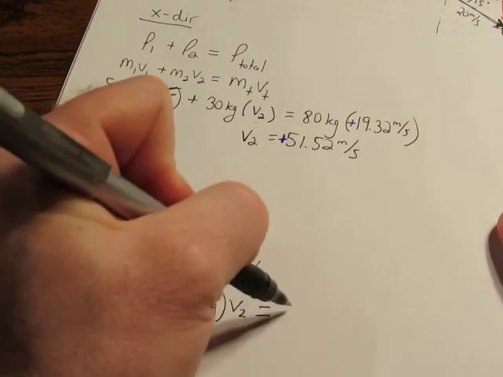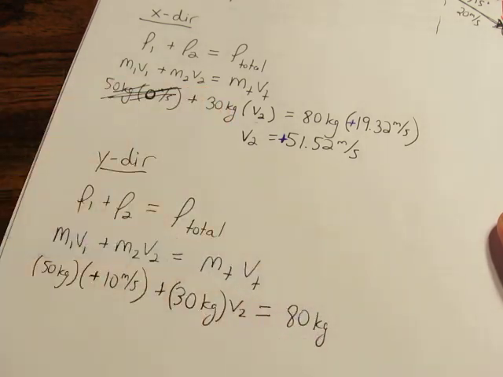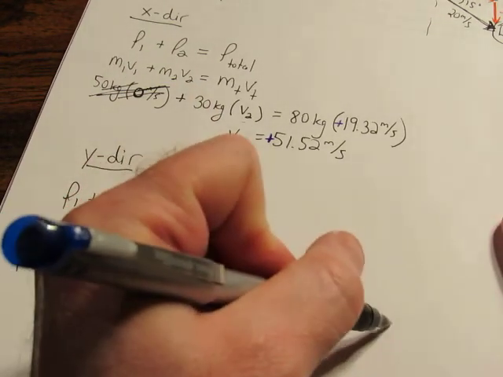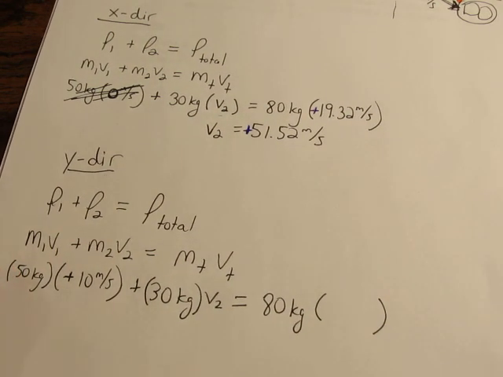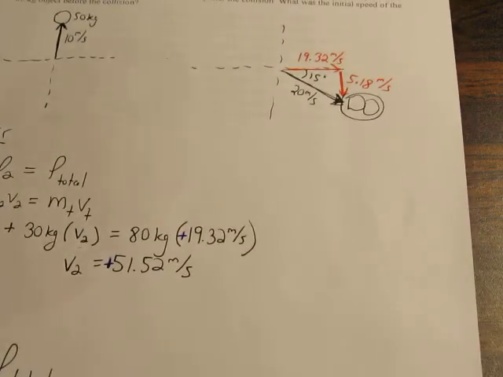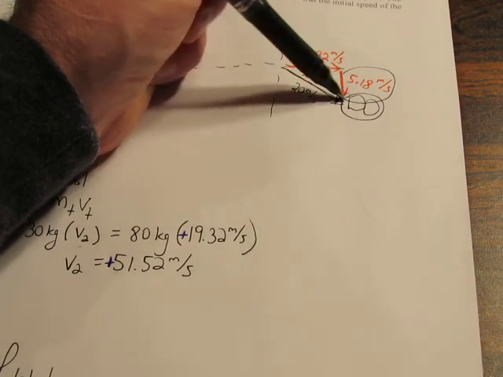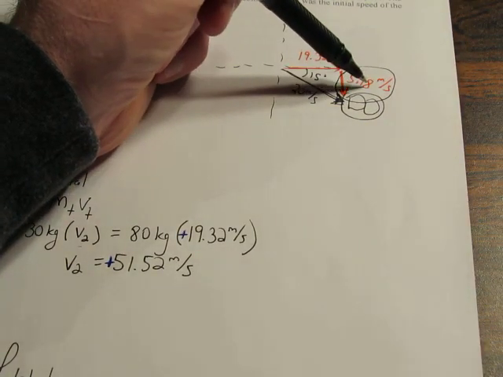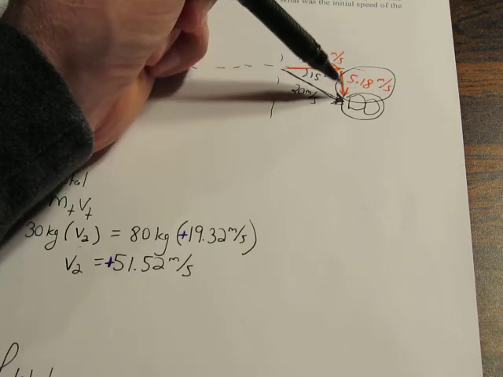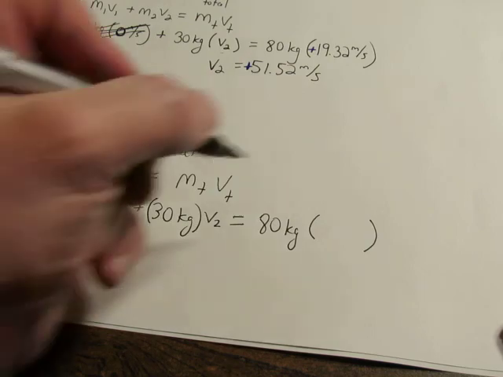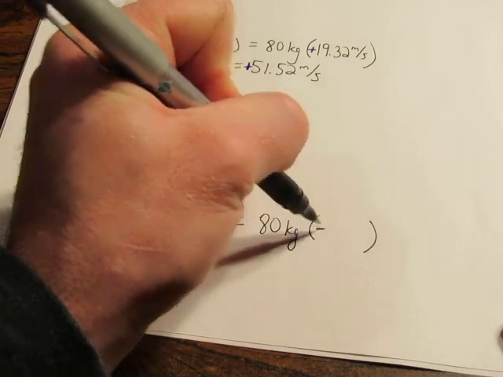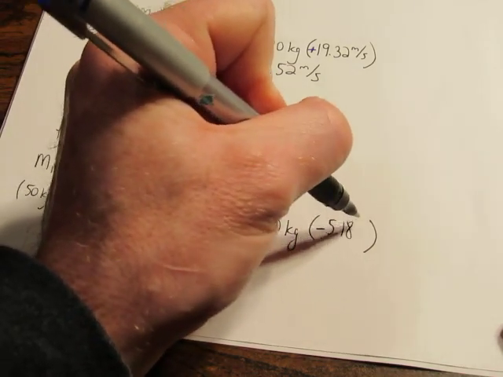The total mass is 80 kilograms, because they join together, and the speed of the total object in the y direction only. So going back to my diagram, in the y direction only, it's 5.18 and it's down. And I need to stress in my calculation that it's down. I'm going to use a negative for down: 5.18 meters a second.